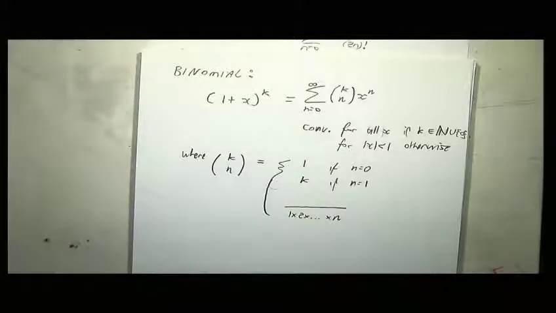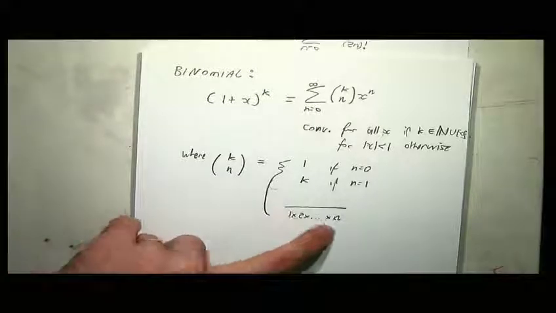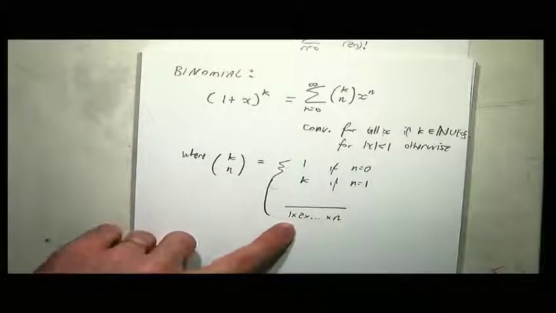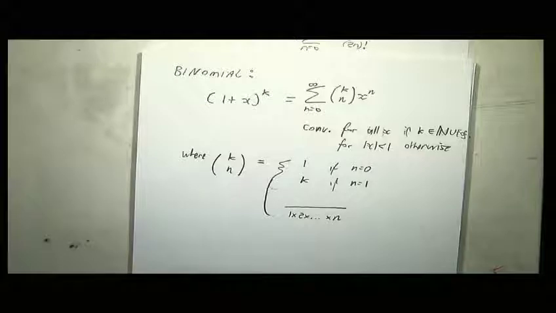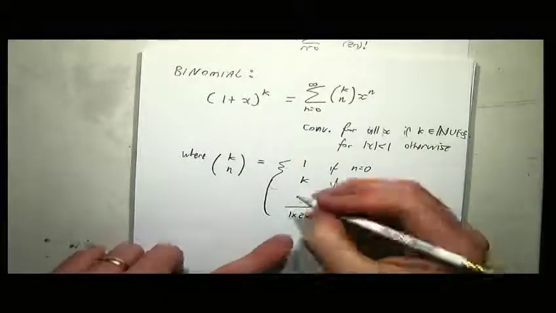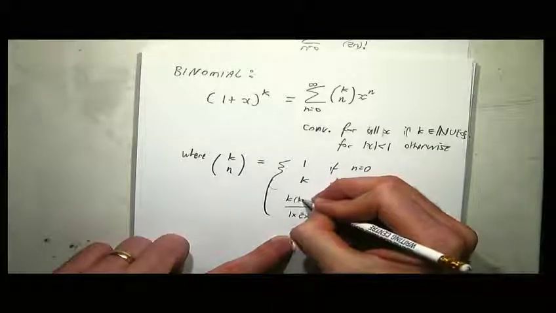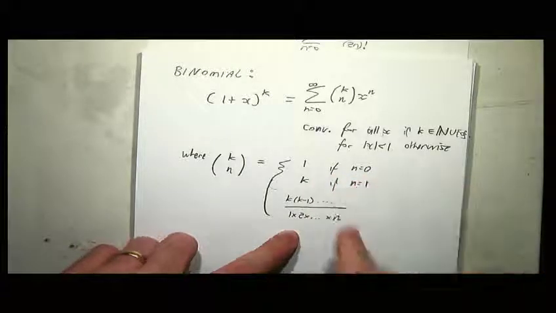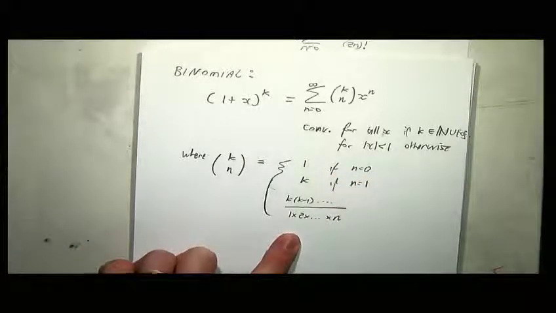And then on the top, you put the same number of pieces. So this has got n numbers multiplied together. On the top, we're going to have the same number of pieces, but instead of going up each time, we're going to go down. So we're going to start at k, multiply by k minus 1, and keep going until there's the same number of them.